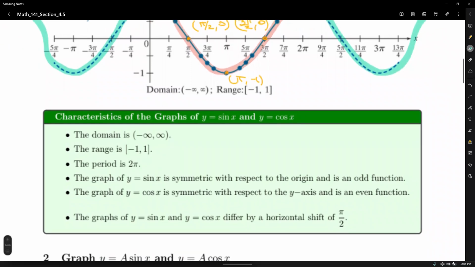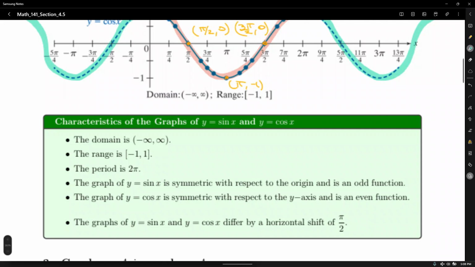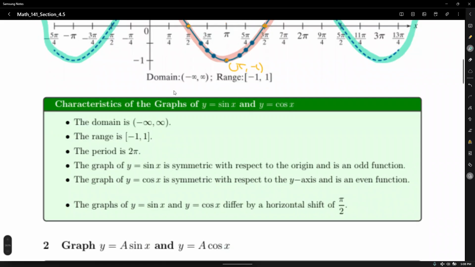So what are the characteristics of these graphs of sine and cosine? We have in a way already mentioned some of them. The domain, which is all real numbers, negative infinity to positive infinity. The range, which is -1 to 1.